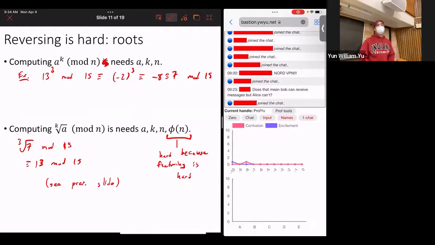So in fact, if you don't know what the factorization of 15 is, then you can't find the root at all using the methods that we described, right? So this is really a crucial piece of information. And this forms the basis of the RSA algorithm.